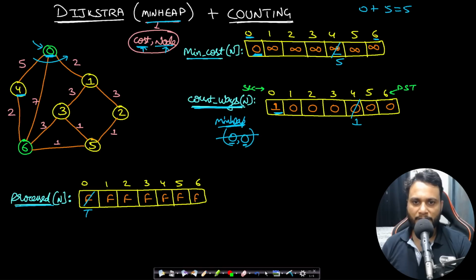Once we are done with this, I will also be inserting this node into the heap. What is the cost? Cost will be this 5, right? So 5 will be inserted with a node value of 4 into the heap.